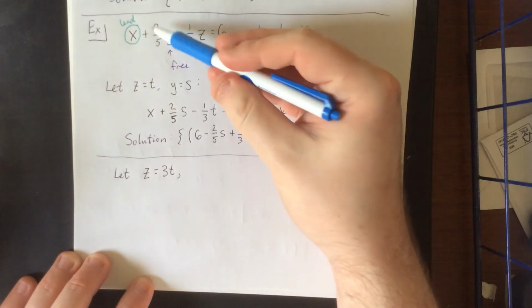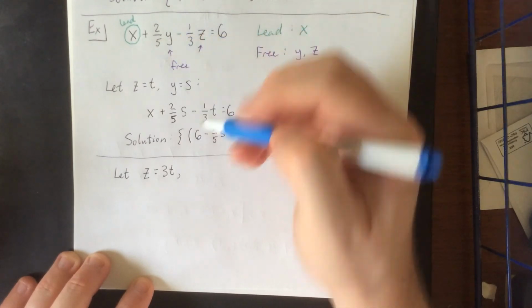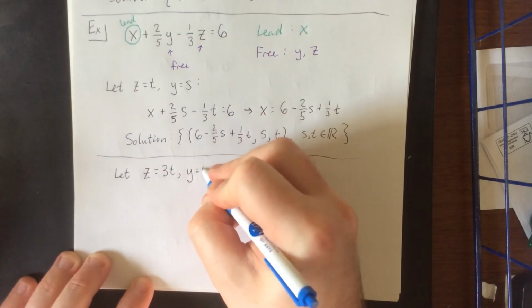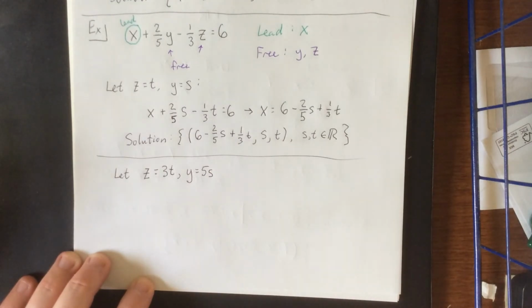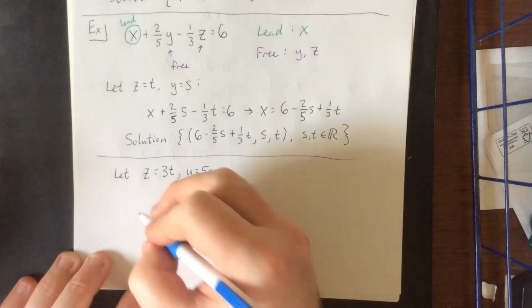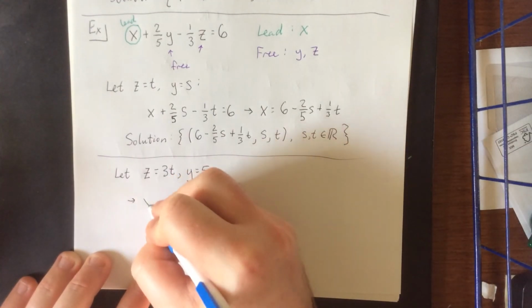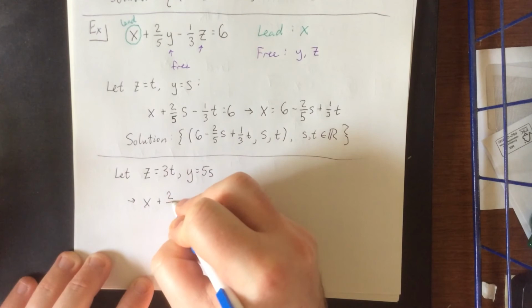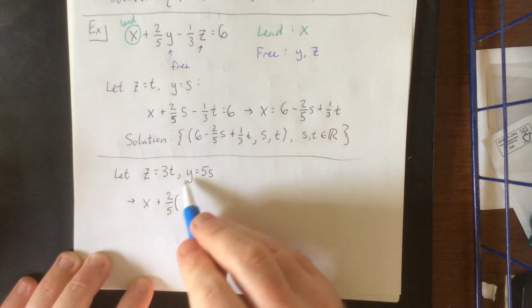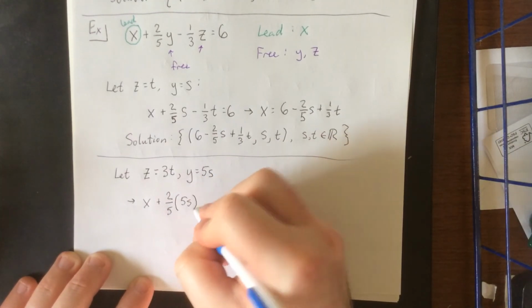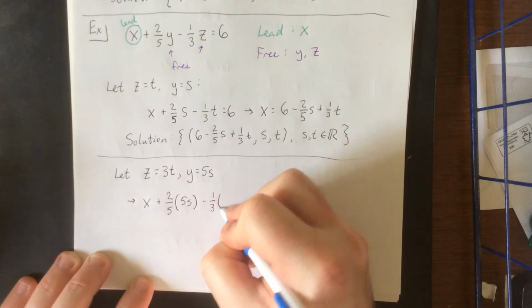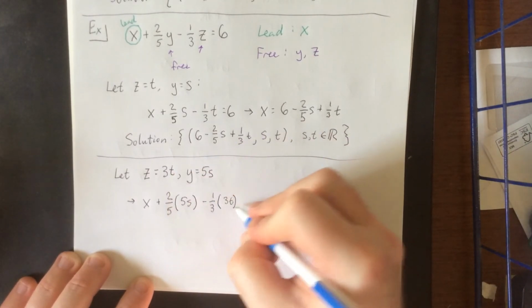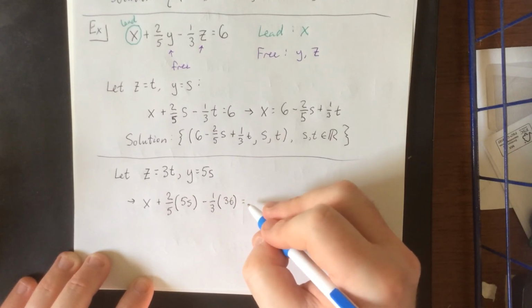Notice that y has a coefficient of 2/5. It would be great if we could get that 5 to cancel out. So we can say that y is equal to 5 times s. Now again, this does not prevent the fact that s and t themselves could be fractions. In fact, that's completely allowable in a situation like this. We're just setting this up in such a way where we are going to clear out all of the fractions that are occurring. So 2/5 times what we defined y as, that's 5s, minus 1/3 times what we defined z as, which is 3t. And that's going to be equal to 6.